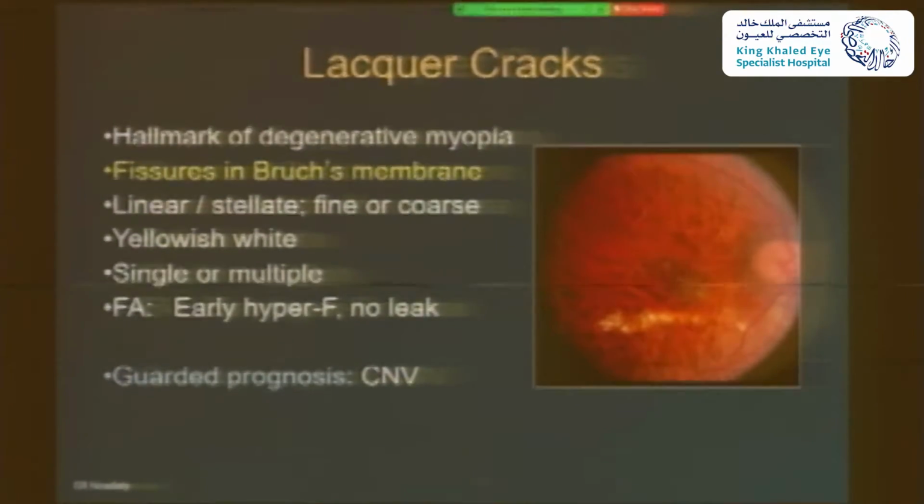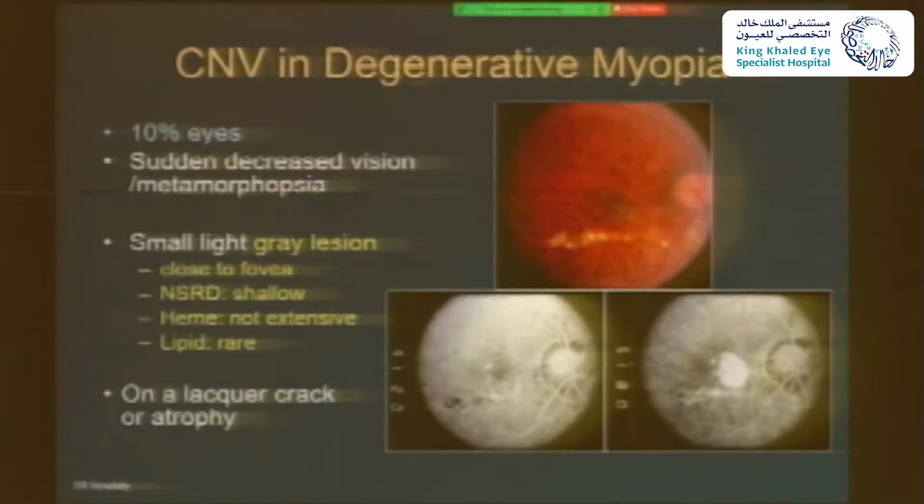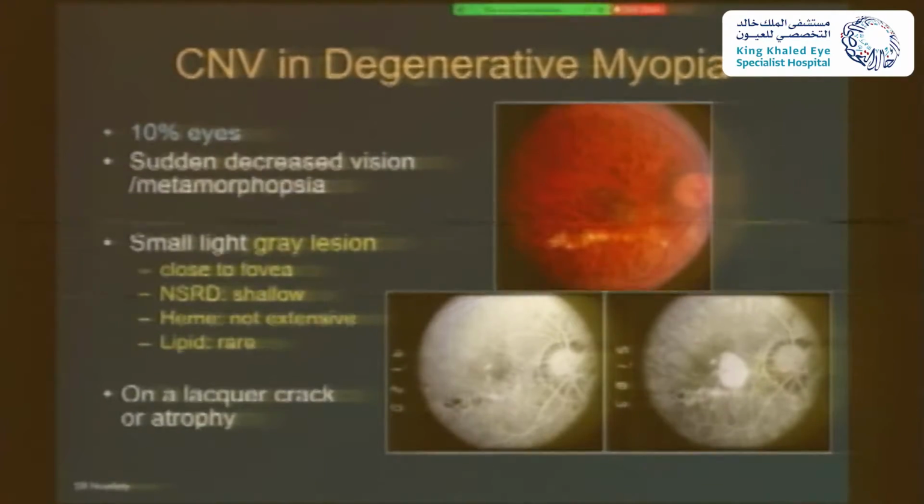Okay, these are linear cracks in the Bruch's membrane. They can be horizontal, they can be multiple, they can be arcuate. All shapes, all lengths, all distances, all thicknesses are possible, and usually they are the origin of a CNV. Here's a grayish CNV lesion. Okay, if you get a CNV, here it is, this is the same picture, you get a classic CNV.